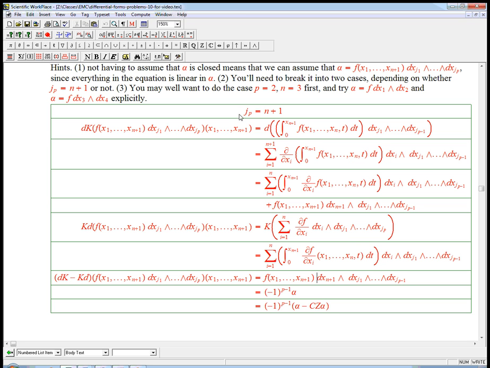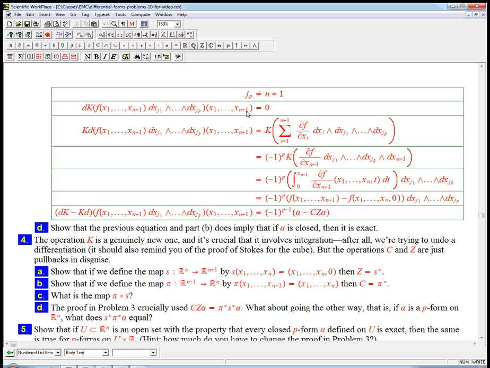But remember, when the last coordinate is included in this guy, the z kills that right away, and so alpha is the same as alpha minus cz alpha. So the dk minus kd is up to sign the difference between the alpha and the cz alpha. Awesome. Okay. Now, what if the last coordinate isn't n plus 1?